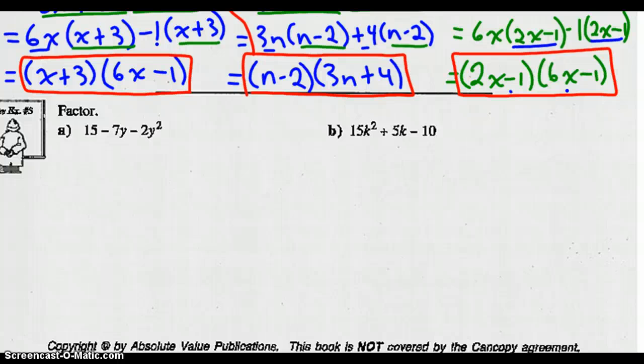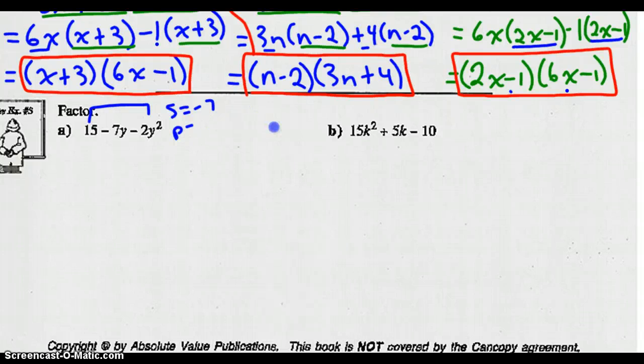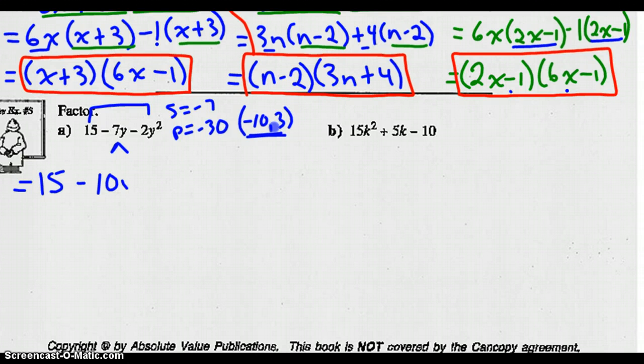The same procedure. What two numbers have a sum of the middle? So sum of negative 7, a product of 15 times negative 2, which is negative 30. So those two numbers that multiply to negative 30 and add to negative 7 are negative 10 and positive 3. What do we do with those two numbers? We decompose the middle term. So I've got 15 minus 10y plus 3y. That's the same as negative 7y. And I've got a minus 2y squared at the end.